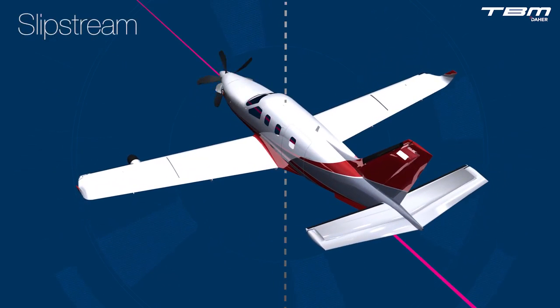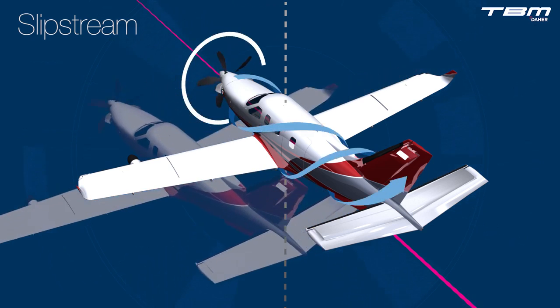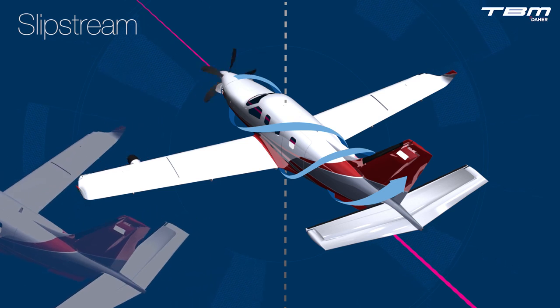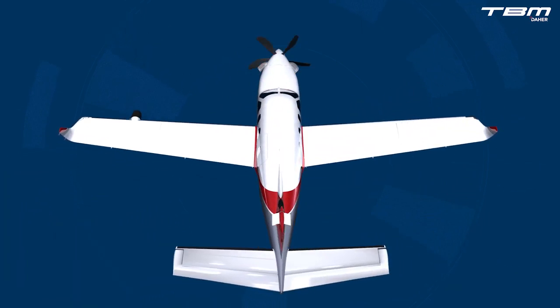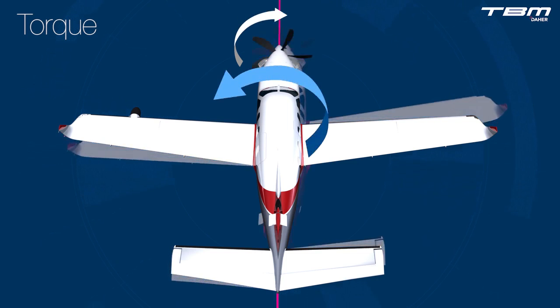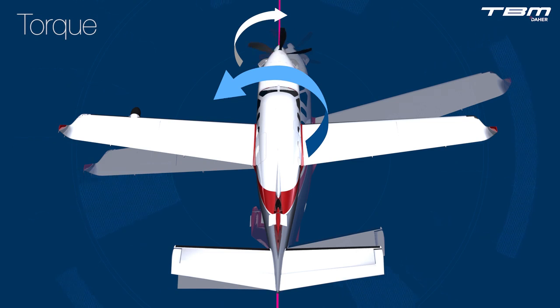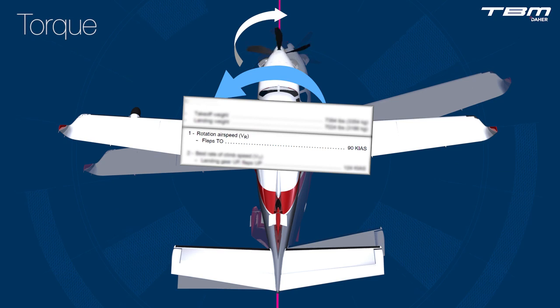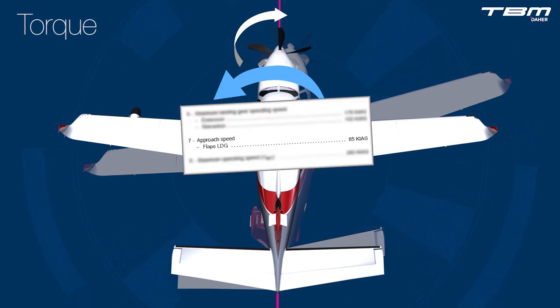The propeller slipstream exists throughout the speed envelope and creates a nose left turning tendency, which is pronounced at low airspeeds and decreases proportionally with increases in speed. Torque influences roll about the longitudinal axis, a counterclockwise rotation of the fuselage when viewed from the cockpit. It is also predominant at low airspeeds. Respecting rotation speed and minimum approach speed provides control authority against the effects of torque.